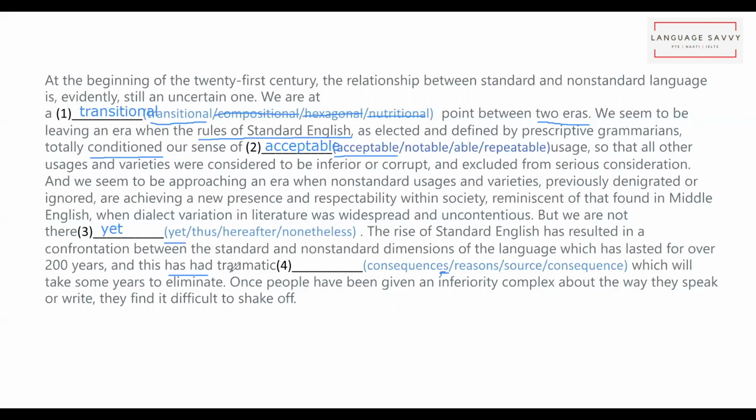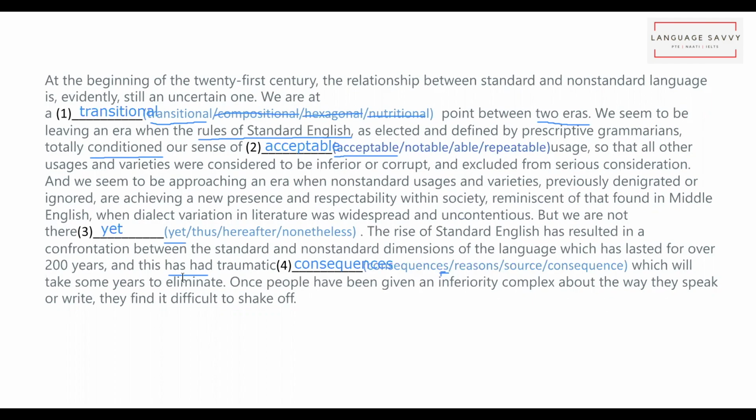So the first one is traumatic consequences or traumatic reasons. Which one of these is a collocation that we usually use? A very popular collocation, and that is traumatic consequences. So the answer is traumatic consequences. Now traumatic reasons, there is no such thing as traumatic reasons. It's not a collocation. So the correct answer is consequences.